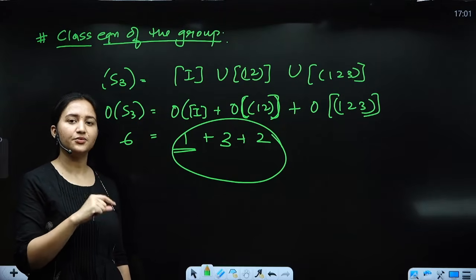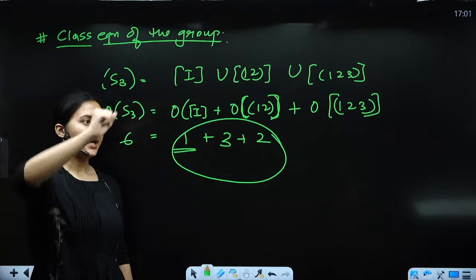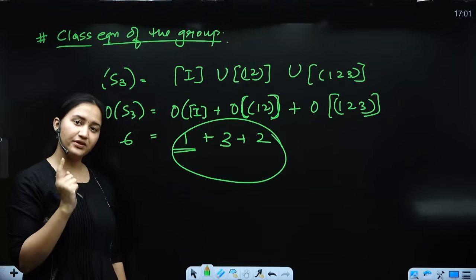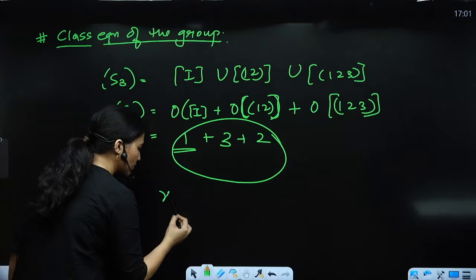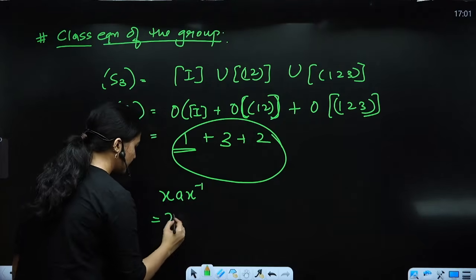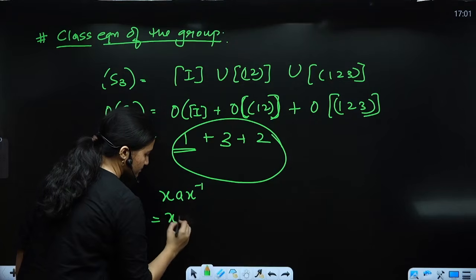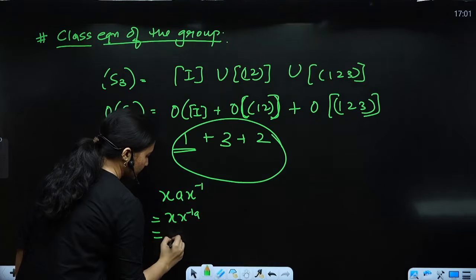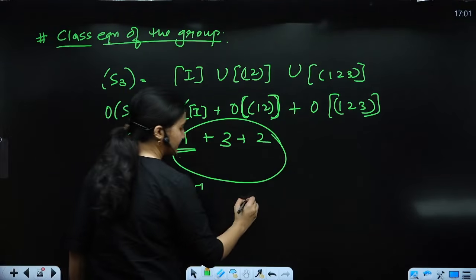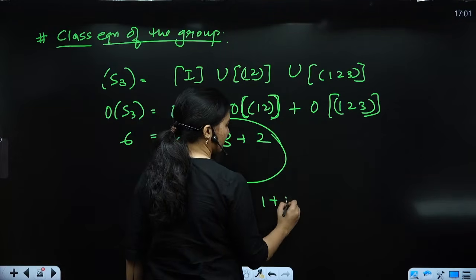If an element is going to be inside ZG, what will happen to it? It is going to commute with all the elements, right? And if an element is commuting with all the elements, then what is going to happen to its conjugate? See, it commutes with everything, so only that element exists.